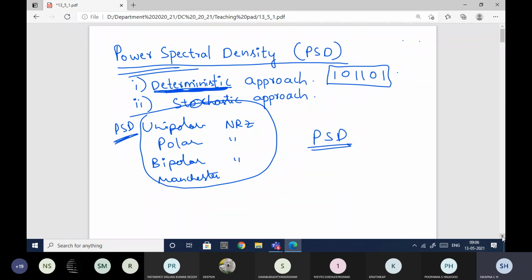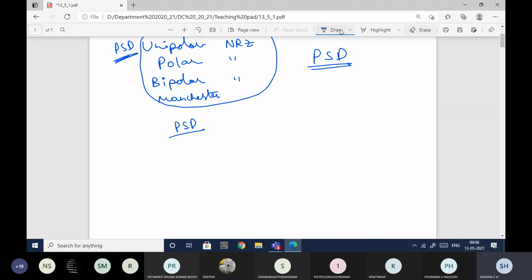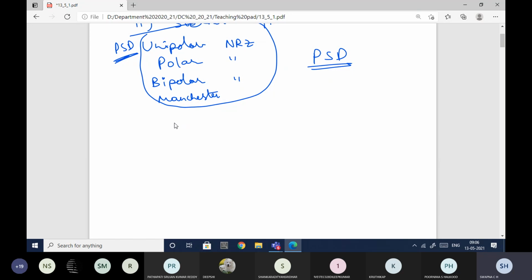Before going to all this, let us first identify how to find the power spectral density. In order to find it, let us consider some basic mathematical equations. Once we are familiar with the mathematical equations, we will go into detail with each format: unipolar, polar, bipolar, Manchester. First let us analyze how the PSD will be calculated here.